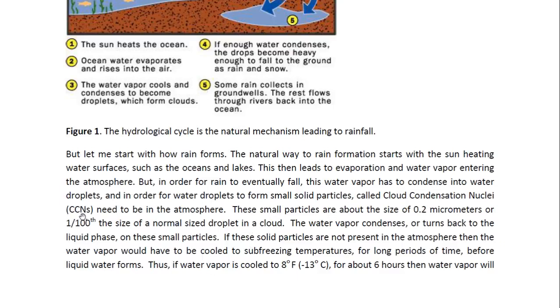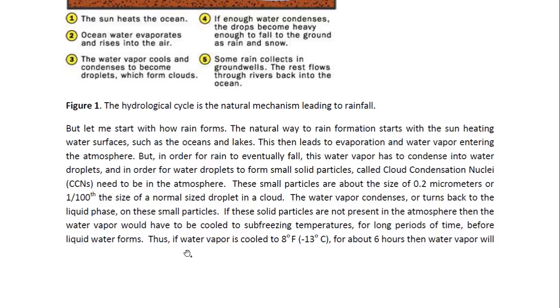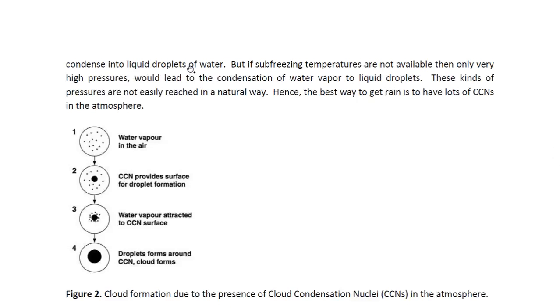Now, if these CCNs are not available, it is more difficult to get water vapor to condense. You would have to subject it, for instance, to sub-freezing temperatures for long periods of time. For instance, if water vapor was cooled to 8 degrees Fahrenheit or minus 13 degrees C, it would take 6 hours for water vapor to condense into liquid droplets of water. And if sub-freezing temperatures were not available, then high pressure can also do it, but this is not easily available in our atmosphere. So the best way to form liquid droplets is to have these small particles in the atmosphere.